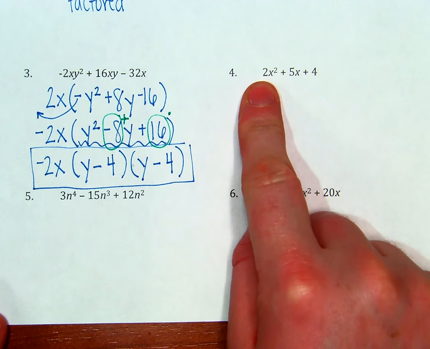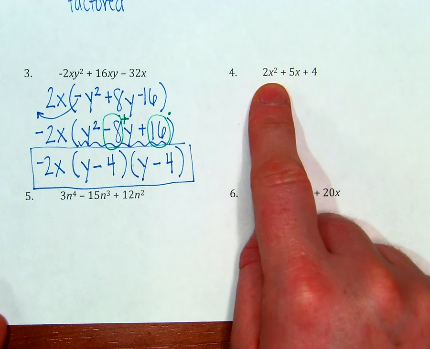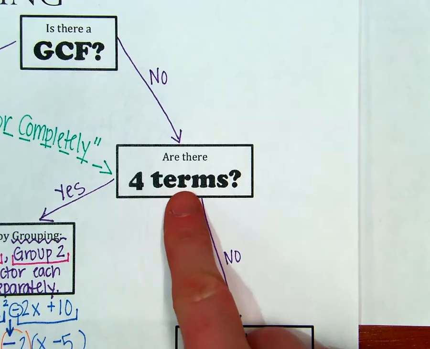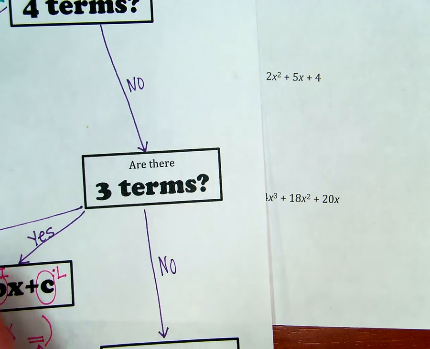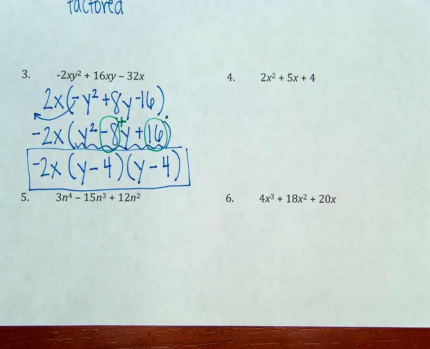Number 4, let's see, I look for GCF first. 2, 5, 4, nothing goes in. X squared, X, I can't take any X's out either. So then there's not a GCF. Are there 4 terms? Nope. Are there 3 terms? Yes. And it looks like it's going to be one of the hard ones because it starts with a 2 out front. So it's going to be a pain in the butt.